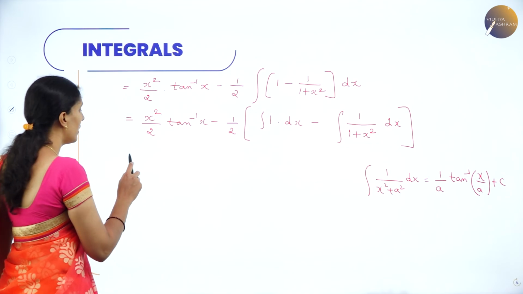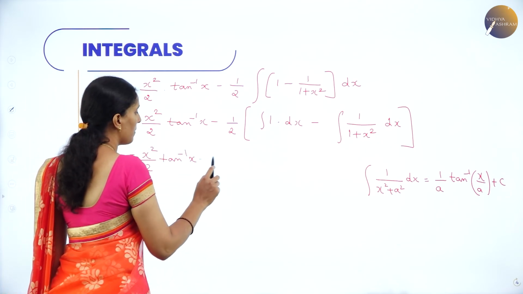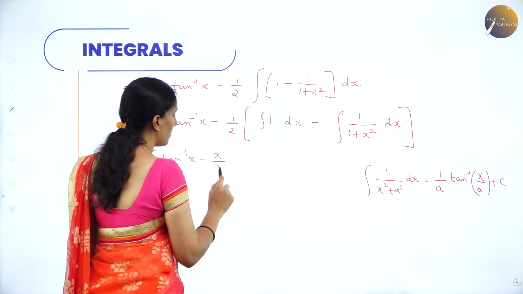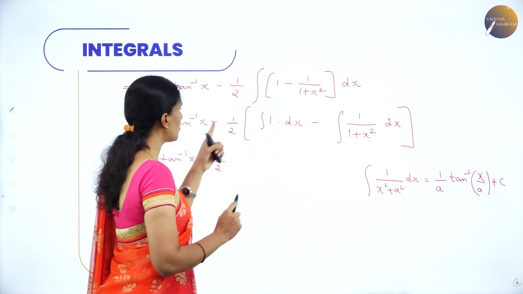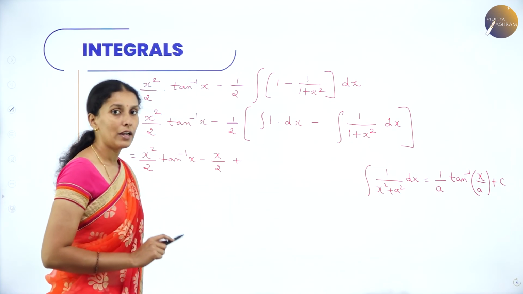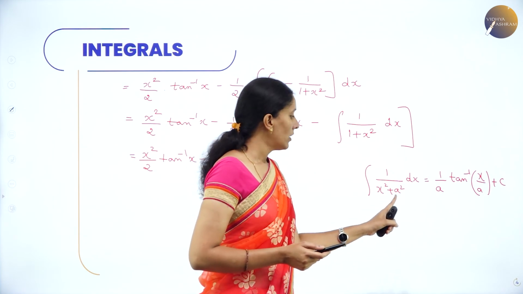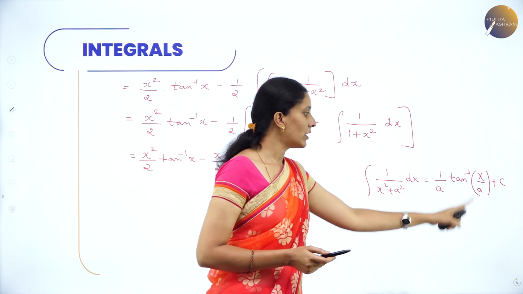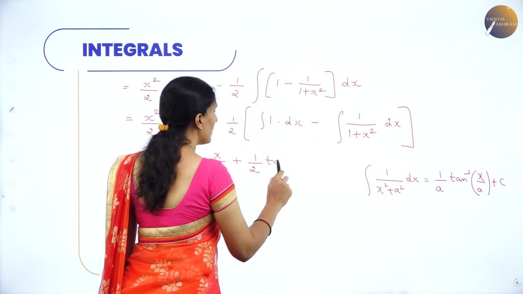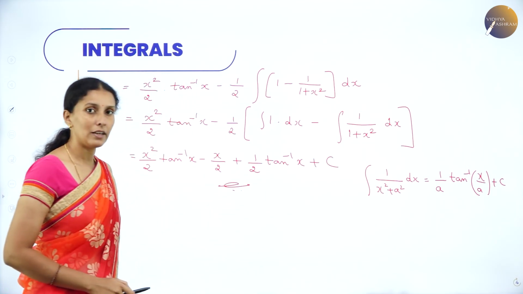So therefore here it is x square by 2 tan inverse x minus integral of 1 is x. So this becomes x divided by 2. Next again we have minus into minus plus, and here what is integral of 1 by 1 plus x square? It becomes tan inverse x, or you can use this rule. So here the value of a is 1, so therefore it is tan inverse x again. So therefore it is 1 by 2 tan inverse x plus c. So this is the value of the given integral.